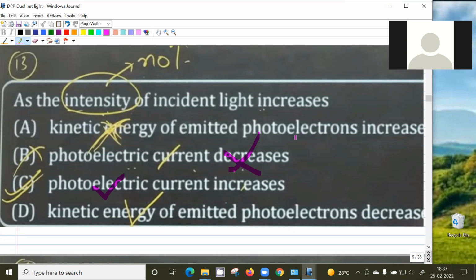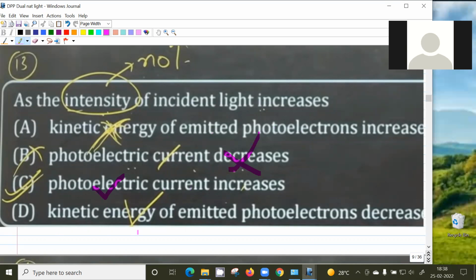According to the photoelectric equation, h nu equals phi naught plus K max. Phi naught is fixed once the emitter metal is fixed, so K max depends only on h nu, not on the intensity. So E is wrong.